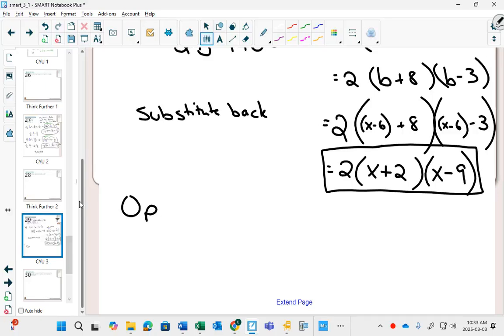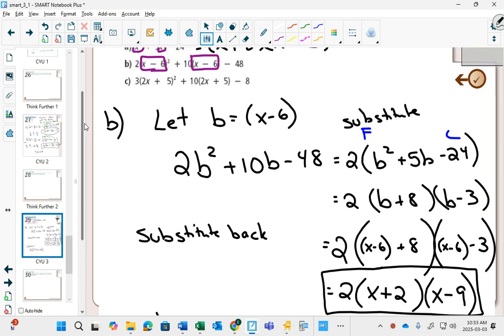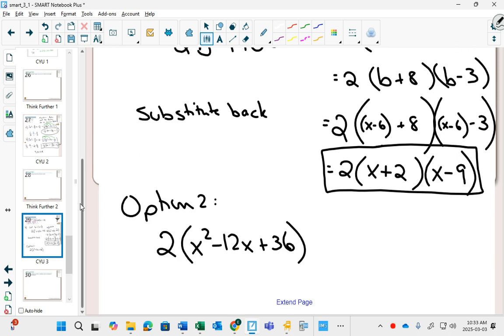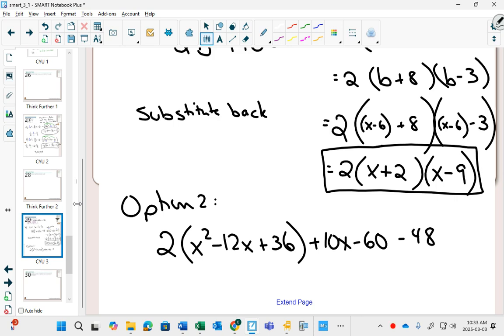Option 2 is what your gut would tell you, which means you first have to multiply out x minus 6 squared, which will give me x squared minus 12x plus 36. And then distribute, what was it, a 10? 10x minus 6 plus 10x minus 60. And then the last number was minus 48. So option 2 is like you multiply everything out, you combine your like terms.